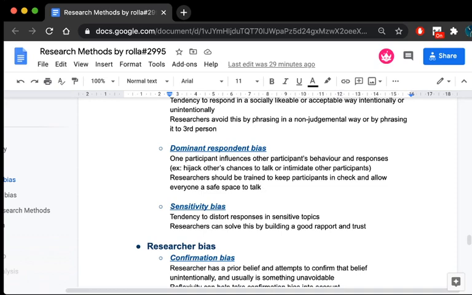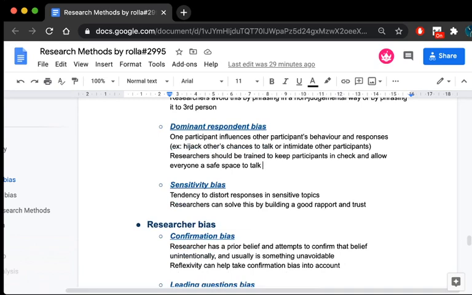And to prevent this from happening, researchers should be trained to keep participants in check and to allow everyone to get a chance to talk, to keep track of everyone's participation and allow them to feel safe about it.